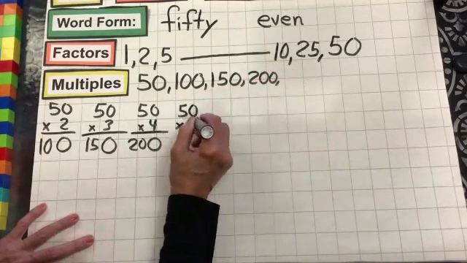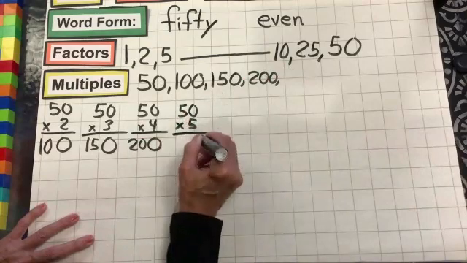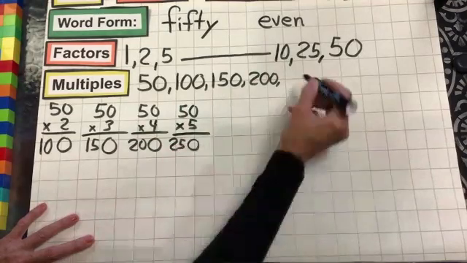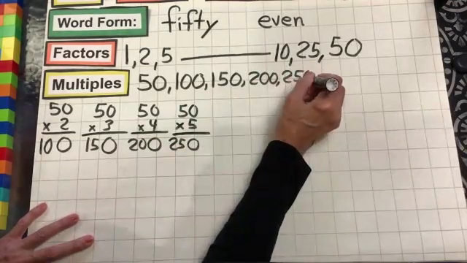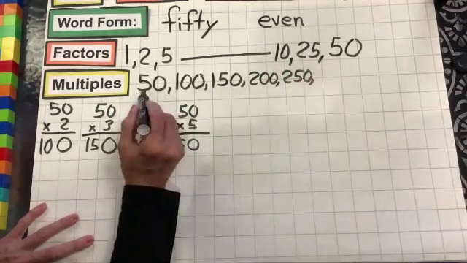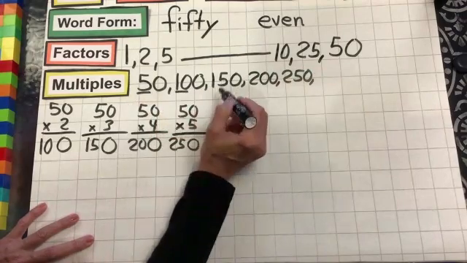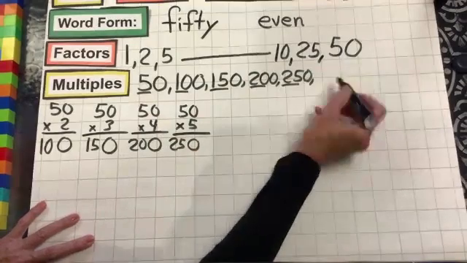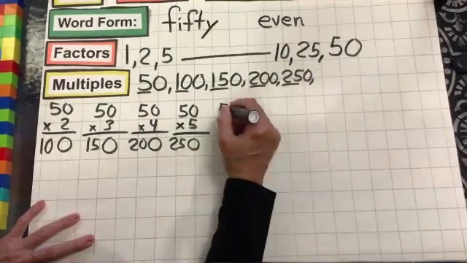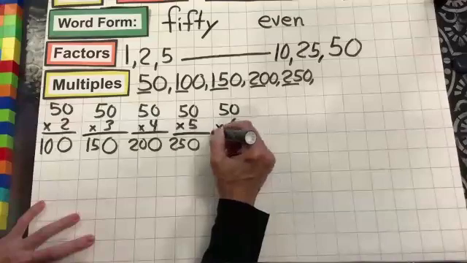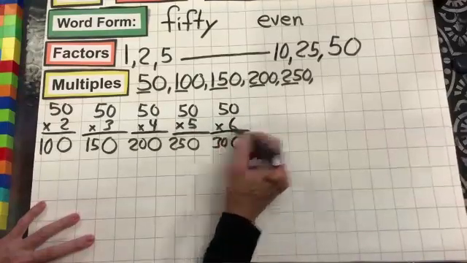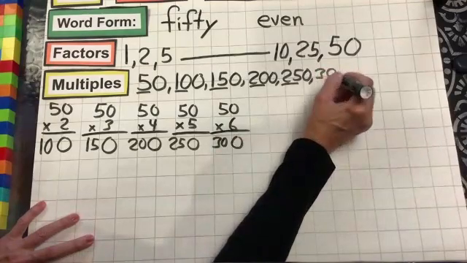5 50s. 5 times 0 is 0. 5 times 5 is 25. So that would be 250. And as you can see, we're basically counting by 5s. 5, 10 with a 0. 15, 20, 25, and so on. So 6 of them would be 6 times 0 is 0. 6 times 5 is 30, so that'd be 300.